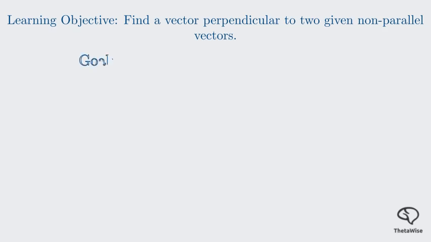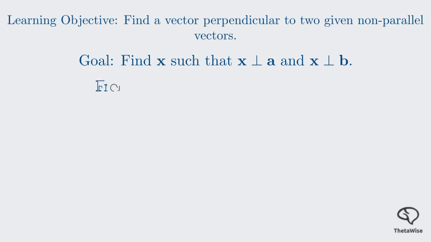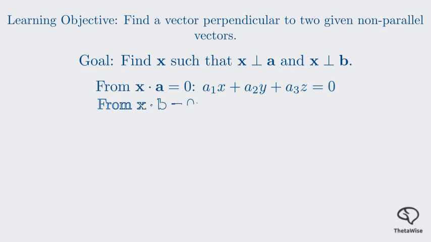If vector x is perpendicular to a, their dot product must be 0. Similarly, if x is perpendicular to b, their dot product must also be 0. Let vector a have components a1, a2, a3, vector b have components b1, b2, b3, and vector x have components x, y, z. The conditions for perpendicularity give us a system of two linear equations. The dot product condition gives us the first equation, a1x plus a2y plus a3z equals 0. The second dot product condition gives the second equation, b1x plus b2y plus b3z equals 0.